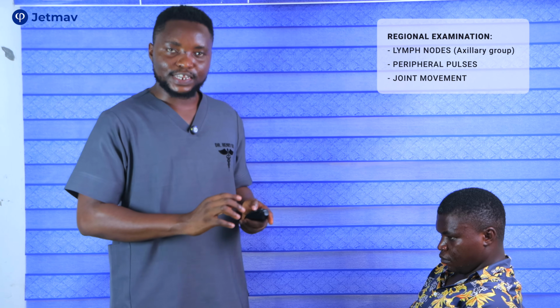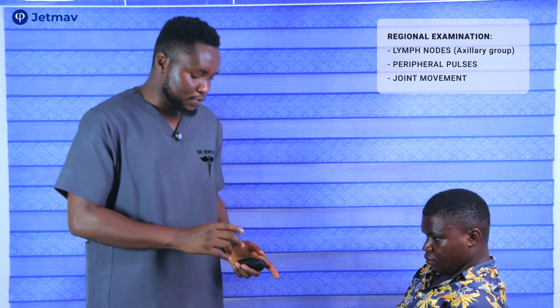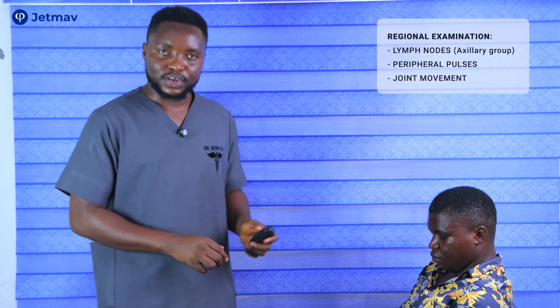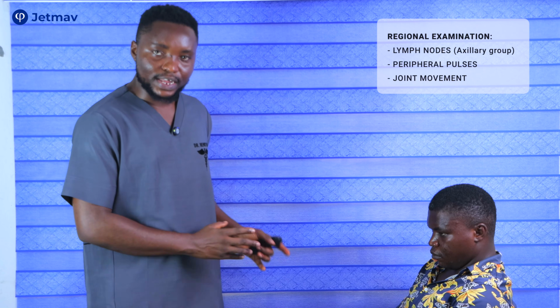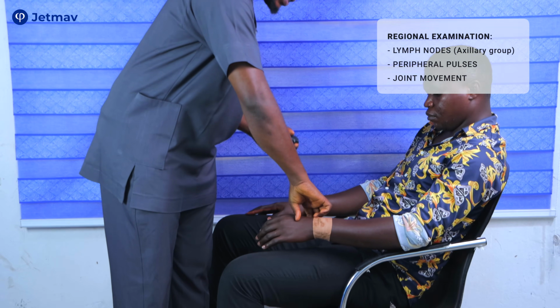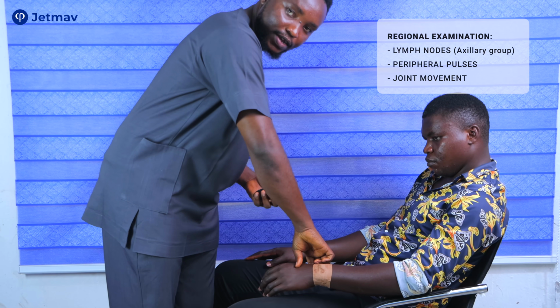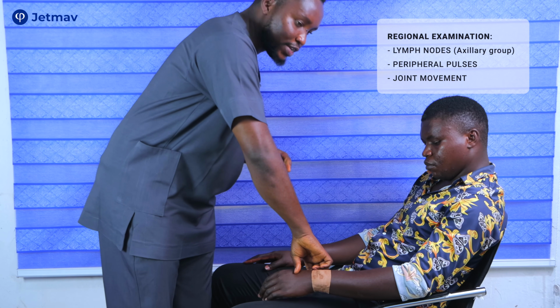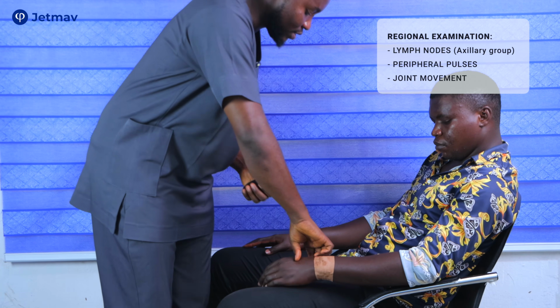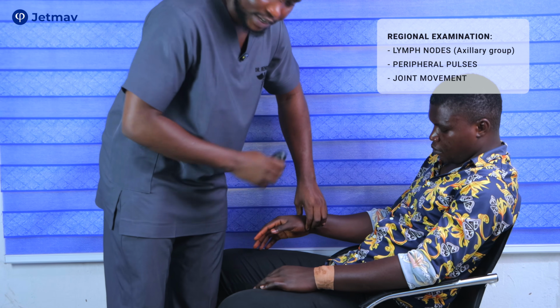When you're done checking the lymph nodes, you also check the pulses around the area of the mass, and compare with the pulses of the other side to see if they are intact and equal bilaterally. So in this case, we check the radial pulse on the side of the mass. Then when you're done checking the pulse on this side, also check the pulse in the other arm.